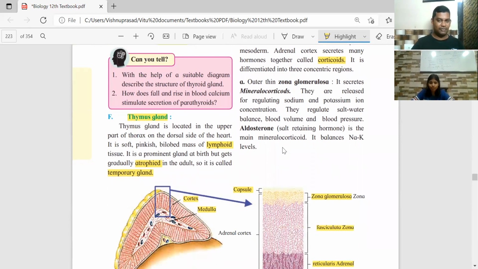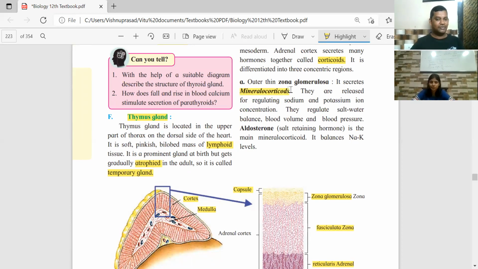Let's take a look at the hormones. The outer one, as we said, is the zona glomerulosa. This outer zone, the zona glomerulosa, produces mineralocorticoids.